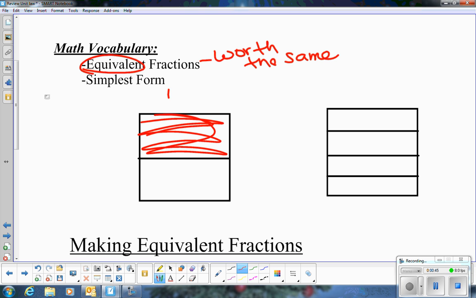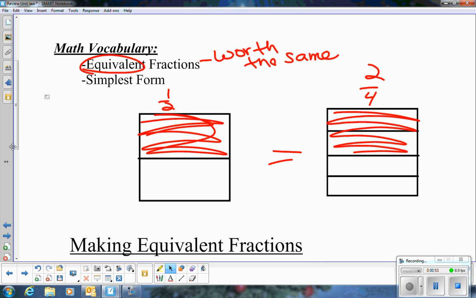I'm either going to eat 1/2, or if I cut my pizza into fourths, I'm going to eat 2/4. I am still eating the same amount of pizza, right? If I cut it into 16 pieces, if I'm going to eat half of it, I'm going to eat 8 pieces. All right? No matter what, I've eaten the same amount of pizza. Same thing with equivalent fractions. Basically, it's fractions that name the same amount.